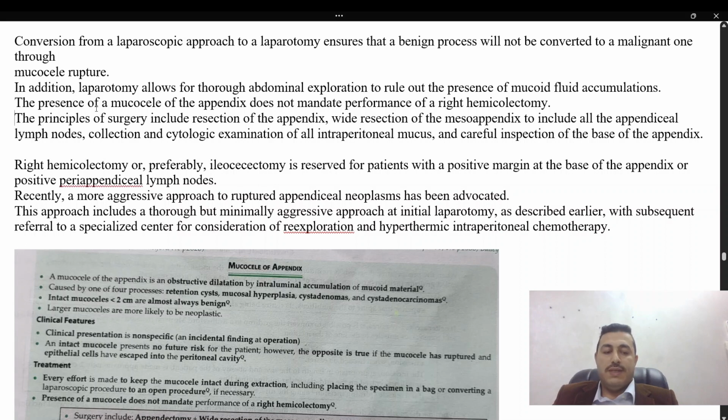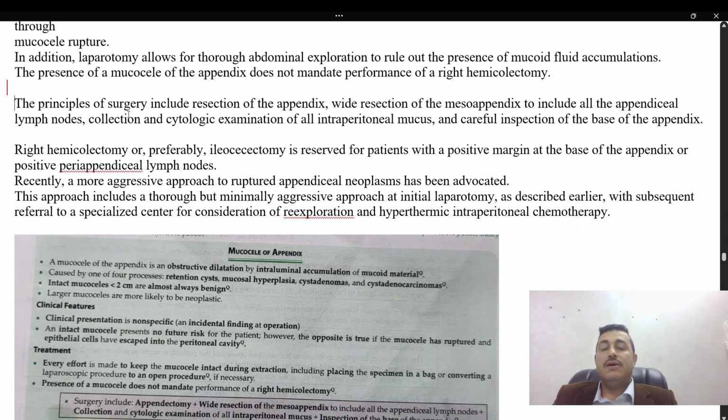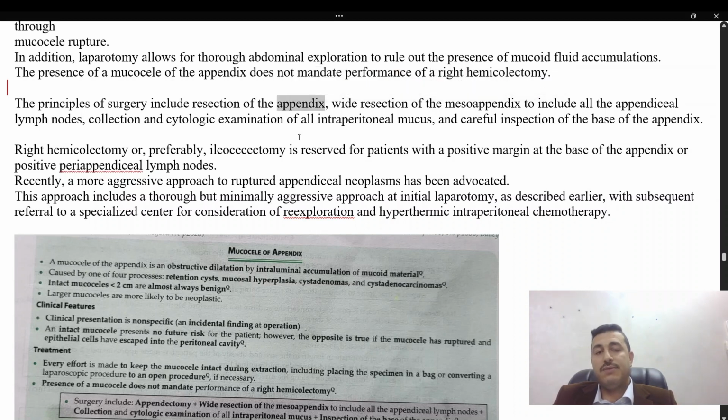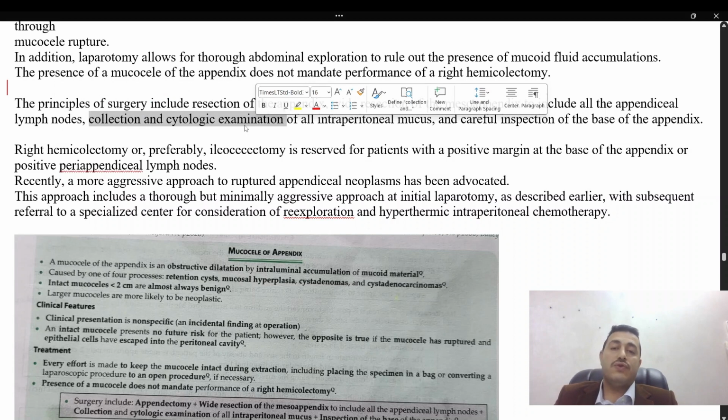How should we proceed? We said with appendectomy. Intraoperative and in the initial surgery, we should proceed with appendectomy, but if we suspect mucocele, we should do wide resection of the appendix, and this includes any suspicious lymph node and collection of fluid for cytological examination.